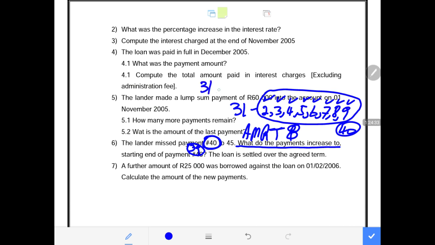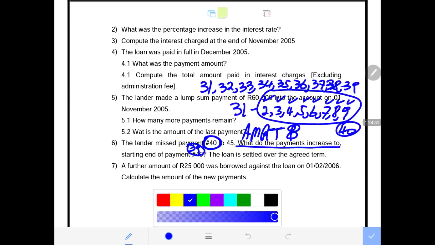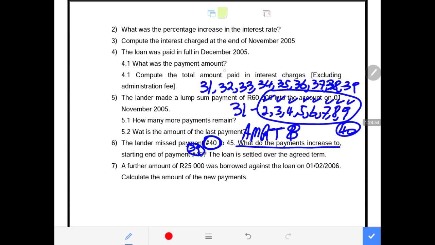Remember 31 in the old, then we have 32, 33, 34, 35, 36, 37, 38, 39. Just want to make you very clear, guys, with this, because it's very tricky. This is the first payment in the new annuity. Second, third, fourth, fifth, sixth, seven, eight. So that is where this amount 8 is coming from.